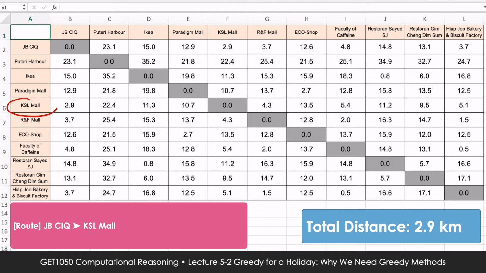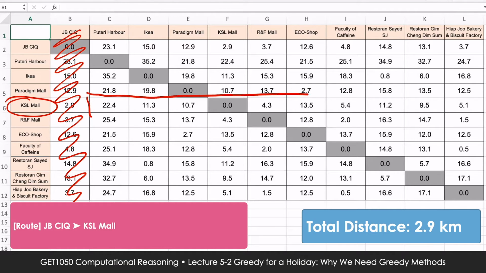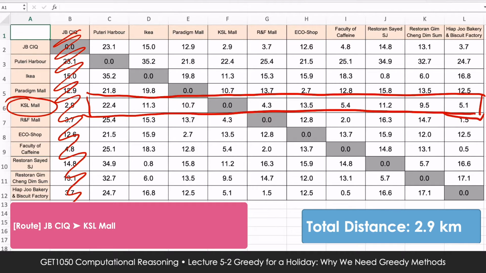Okay, now that we're at KSL Mall, where do we go next? Now, important, we need to cross out the customs and immigration checkpoint, since we came from there, right? We don't want to consider that again. So, what's the next nearest place? The next nearest place is R&F Mall, which is 4.3 km away. Okay, so let's go there.